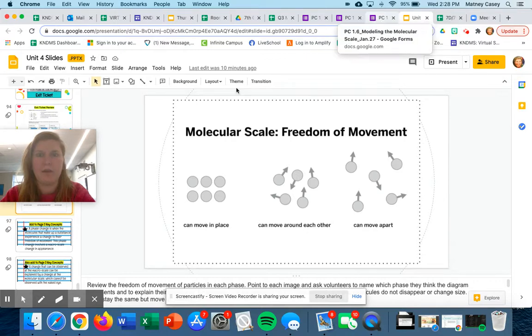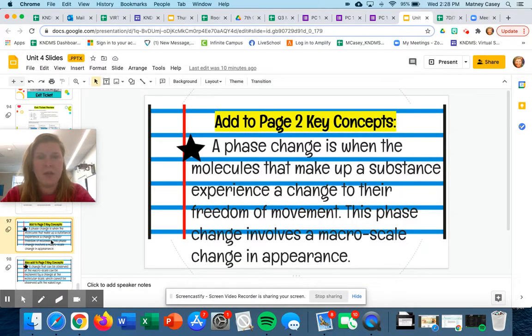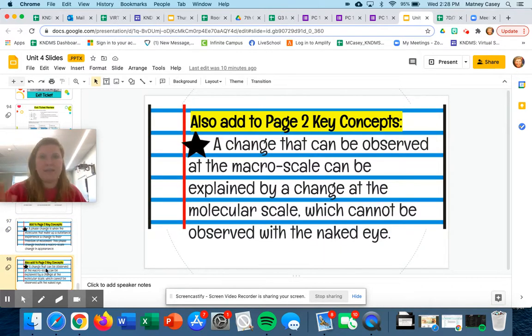You should have added these to page 2 of your science notebook in the last section. A phase change is when the molecules that make up a substance experience a change to their freedom of movement. This phase change is a macro scale change, something you could see with your eyes, a change in appearance. The second and last thing to add to page 2 is that a change that can be observed at the macro scale, or the bigger scale, can be explained by a change that happens at the molecular scale. So things that we can't see are making up things that we can see. The molecular scale cannot be observed with the naked eye.